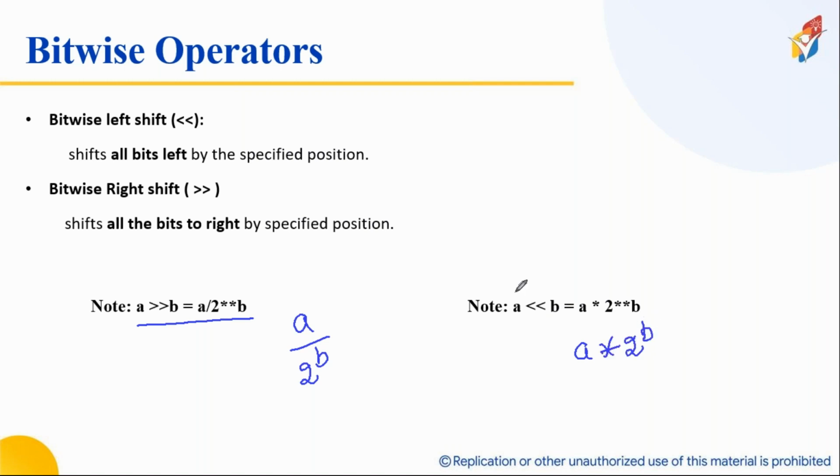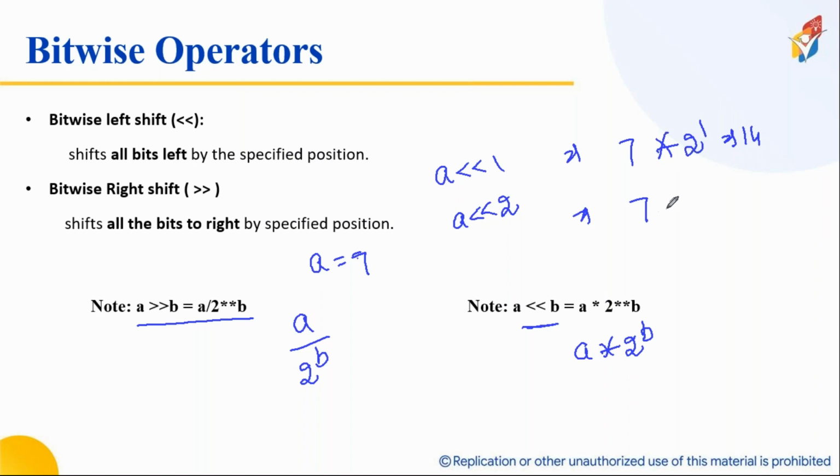Now, if I take A equal to 7, shall I make it A left shift of 1, A left shift of 2? First of all, A will be 7. 7 multiply 2 to the power 1 is equal to 14. Direct answer. Now, A left shift of 2 will be written as A multiply 2 square. 7 multiplied by 4 equal to 28. Is it okay?